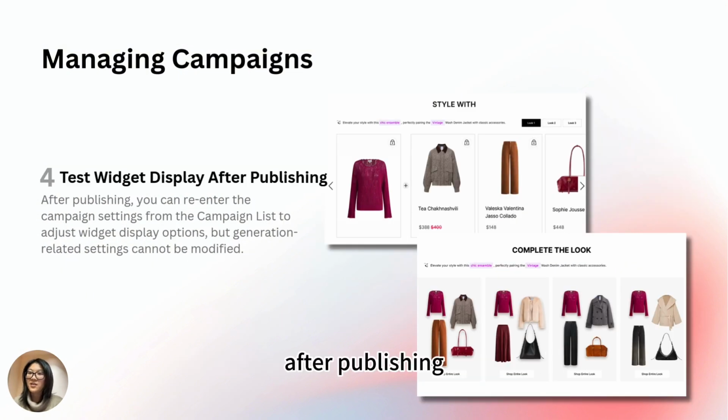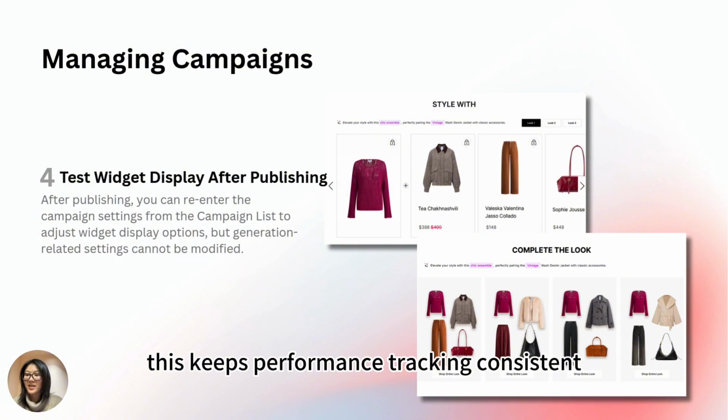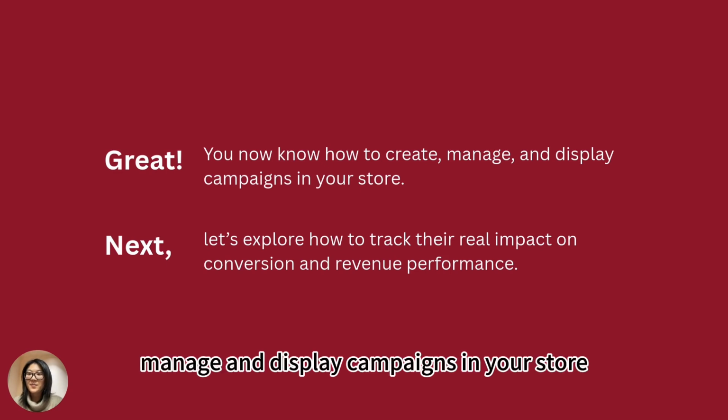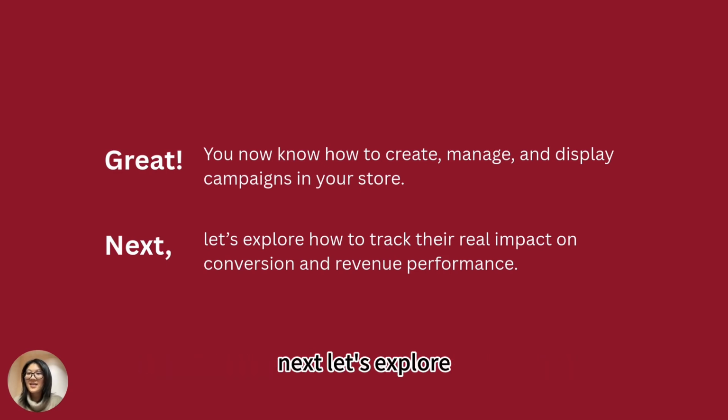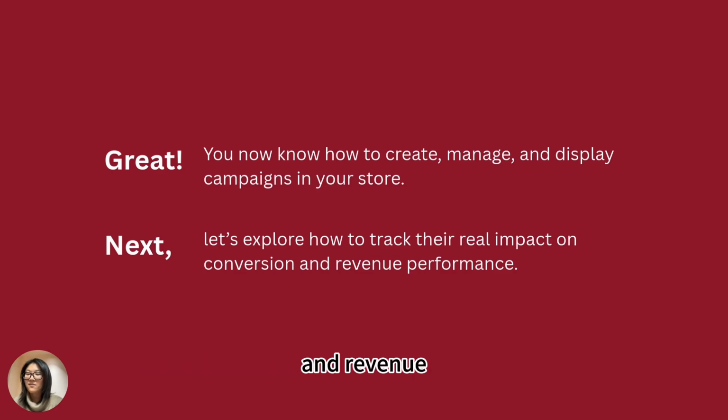After publishing, you can re-enter campaign settings to adjust widget display options. However, generation-related settings can no longer be modified. This keeps performance tracking consistent. Now you know how to create, manage, and display campaigns in your store. Next, let's explore how to track their real impact on conversion and revenue.